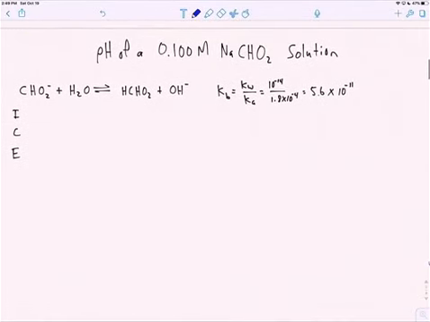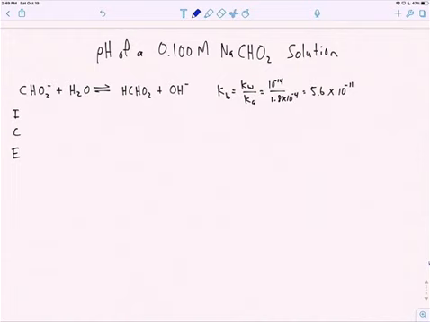Okay, so let's move on and talk about pH of the salt solution. Sodium formate, pH of a 0.1 molar sodium formate solution. And well, what's the Kb for this? Well, you can look up the Ka for formic acid. Ka for formic acid is 1.8 times 10 to the minus 4. So what's the Kb? You actually have to calculate it by using the fact that Ka times Kb is Kw.